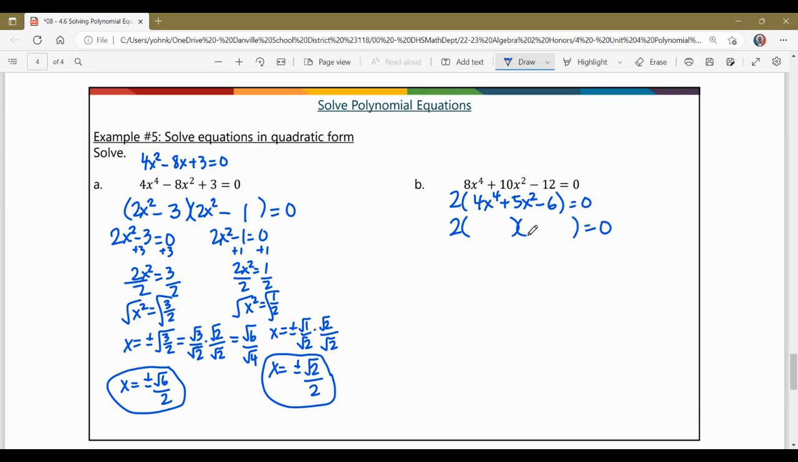The first things have to multiply to give you the first thing. So maybe we try 4x and 1x, so 4x squared and 1x squared. Then the last things have to multiply to give you negative 6. So that can be 2 and 3 or 6 and 1. Let's try 2 and 3.